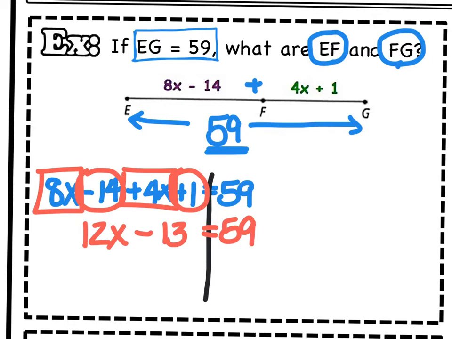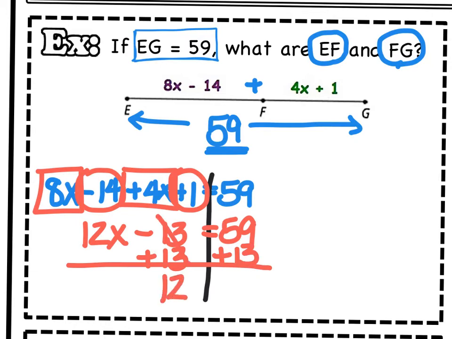Now from here, I'm sure that most of you are pretty comfortable solving this basic two-step equation. So now that we have everything cleaned up on the left-hand side, we need to start moving terms over to the right in order to get this x by itself. I do have to move the 13 first because I cannot touch the 12x until that term is isolated, or by itself. So I'm going to add that 13 to the other side, so that leaves me with 12x is equal to 72. I'm going to divide both sides by 12, so I end up with x equaling 6.